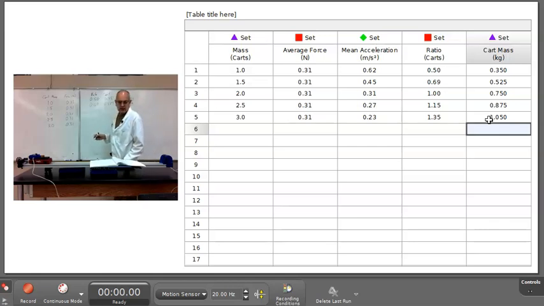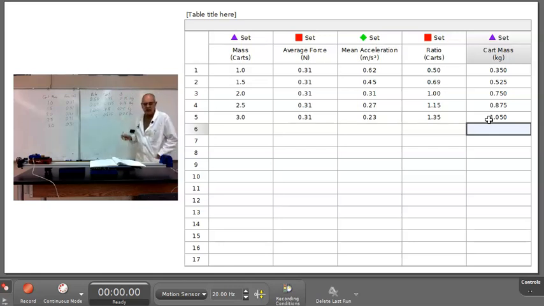Then in the second case we have a 250. We have a ratio of 1.0 to 0.75. So we have a 0.25 kilogram error. Then we have 1.15 from the ratio and 0.875. So that looks like a difference of just around 0.22 kilograms.